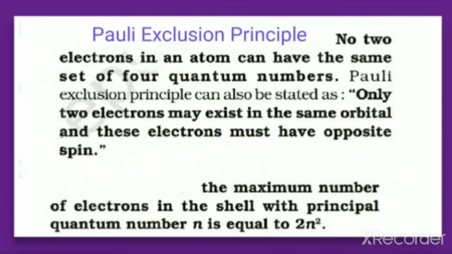The next point in the Pauli exclusion principle is that the maximum number of electrons in the shell with principal quantum number n is equal to 2n square. That means when you find out how many maximum electrons are present in a shell, if the principal quantum number is n, then the maximum number of electrons will be equal to 2n square. So let us discuss this point with the chart.